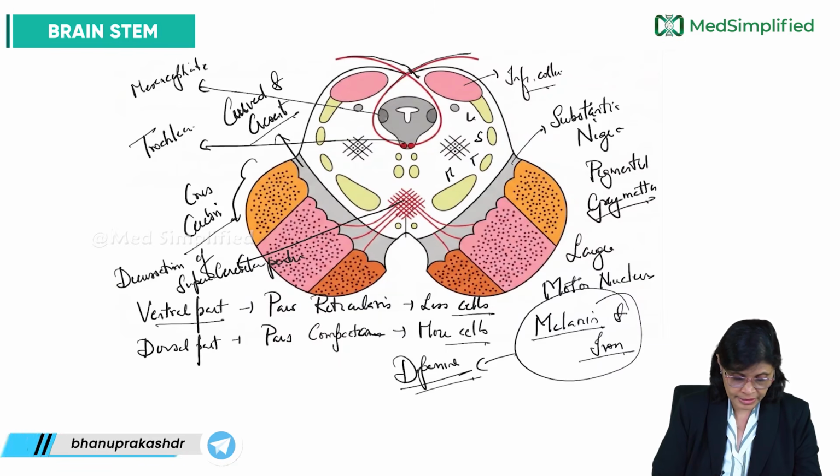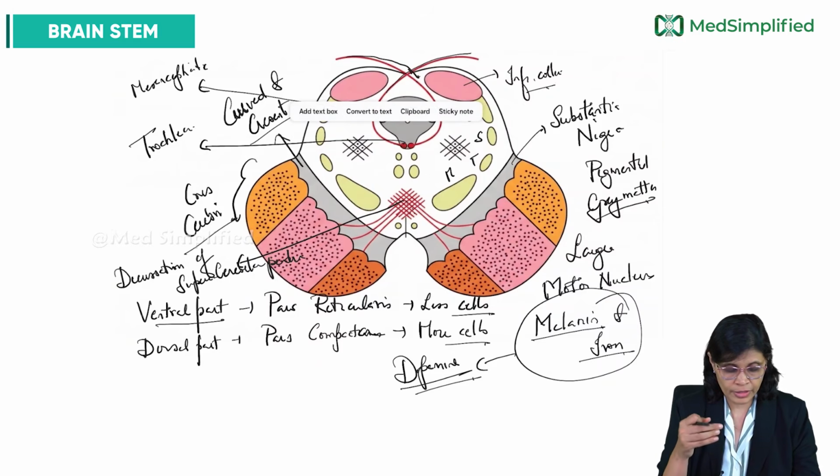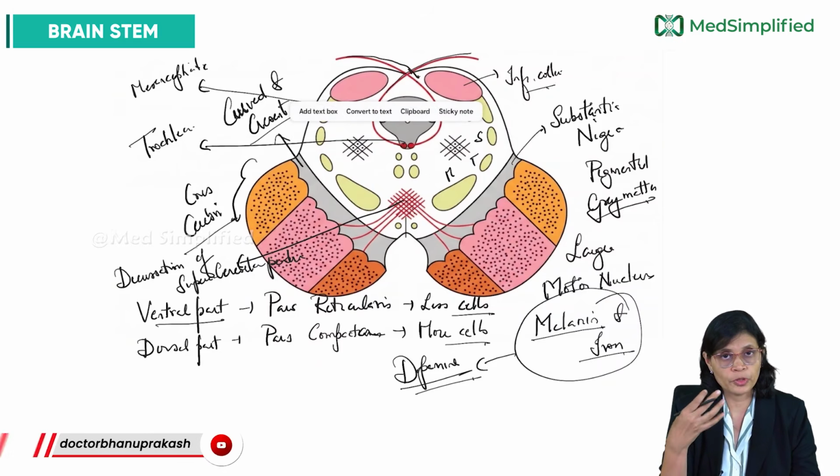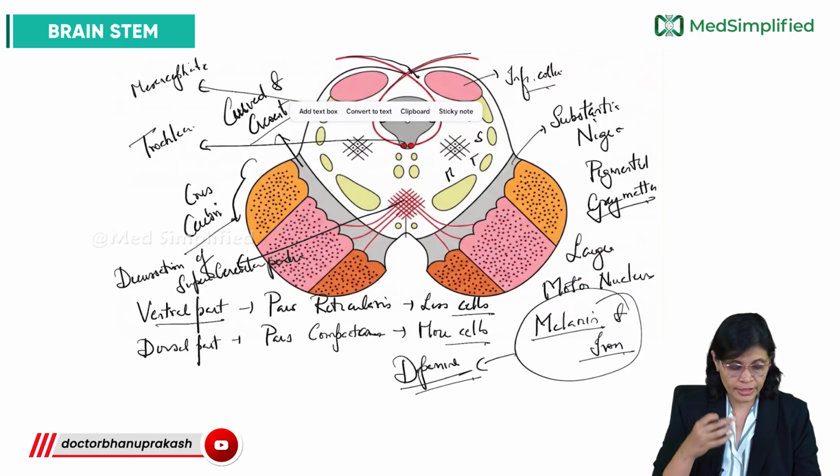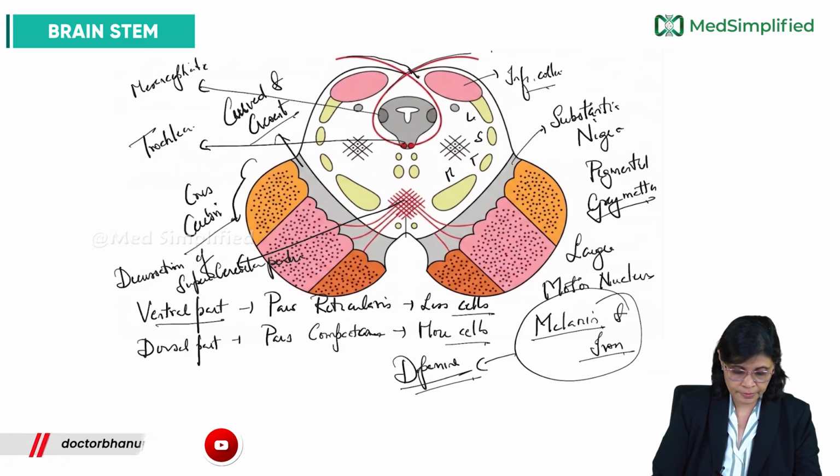Then here we see the mesencephalic nucleus of the trigeminal. The mesencephalic nucleus receives the proprioceptive impulses of mastication and from the teeth, from the ocular as well as the facial muscles.